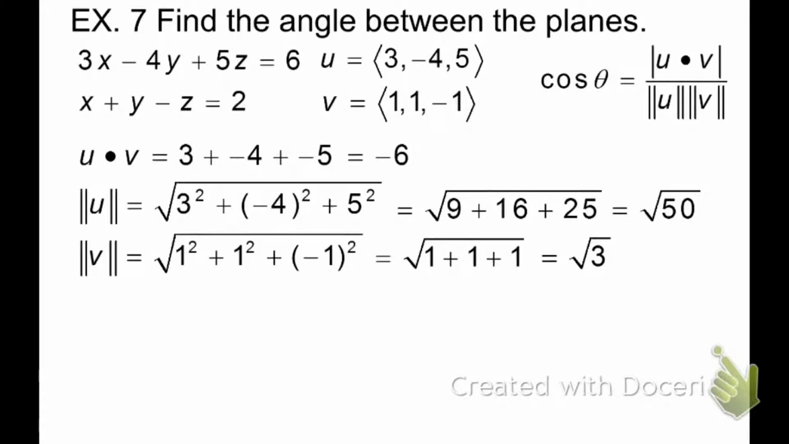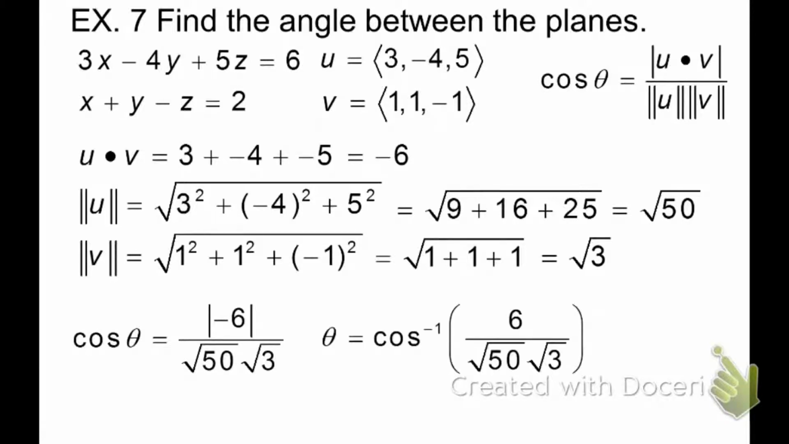So we're going to take these three pieces and plug them into the formula. Cosine theta equals the absolute value of negative 6 over square root of 50 times square root of 3. So in your calculator, you're going to do inverse cosine, make sure you're in degree mode, of 6 divided by the square root of 50 times the square root of 3. So we'll get that the angle between these two vectors is 60.7, or not these vectors, but the angle between the planes is 60.7 degrees.